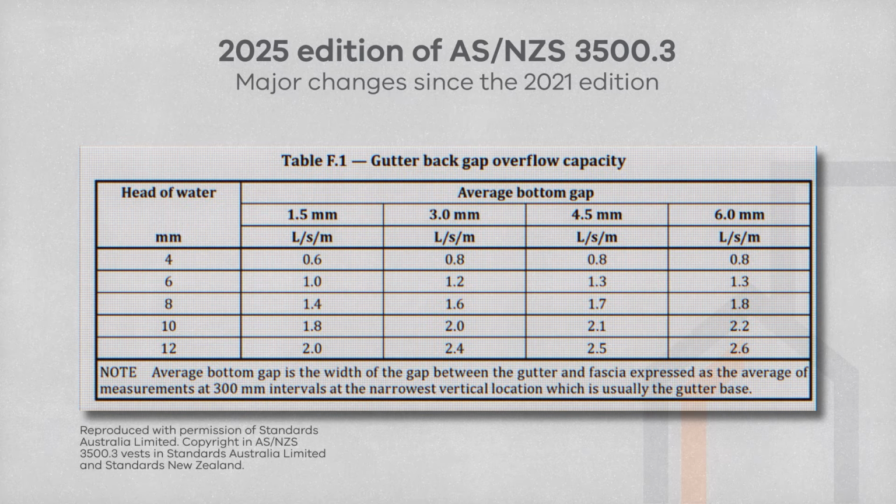Table F.1 helps to determine how much water a back gap can discharge if the primary outlet becomes blocked. The discharge rate depends on the head of water above the back of the gutter. The higher the head, the greater the discharge capacity through the same gap. For example, if the average bottom gap is 6 mm and the head of the water is 8 mm, the back gap can discharge approximately 1.8 liters per second per meter. If the head of water increases to 12 mm, the discharge increases to around 2.6 liters per second per meter.